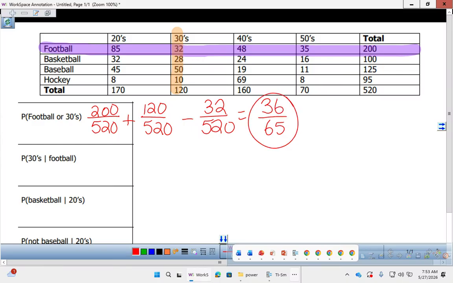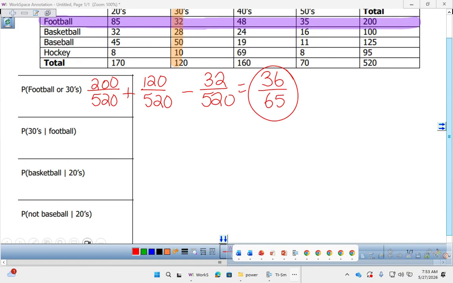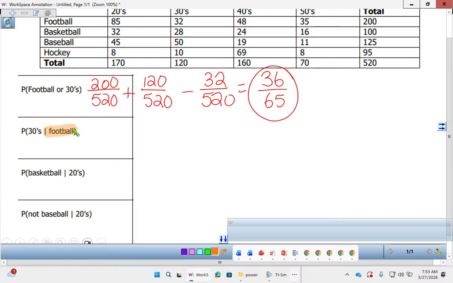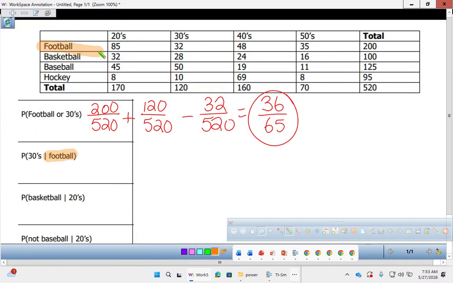All right, for the next few, we now have the given line, which means the denominator of my original fraction is no longer going to be 520. When you are looking at ones with the given line, your focus group is the second category of people. So for this first one here, my focus group is going to be the football people. I am only looking at these numbers. None of the numbers in my answer can come from any other row, only the football row.